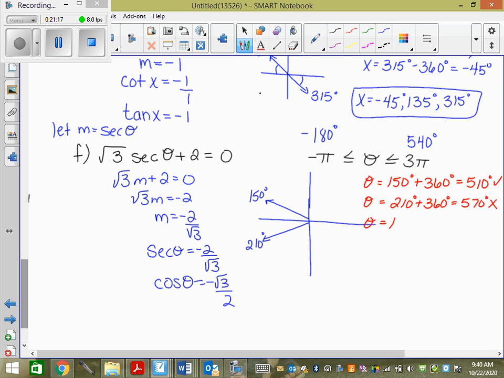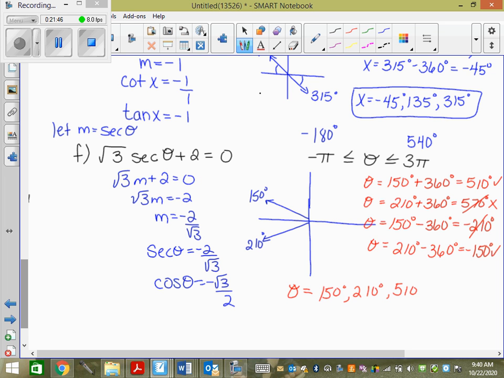And we check their coterminals the other way. 150 minus 360 equals negative 210, doesn't fit. And then 210 minus 360 equals negative 150, which does fit, right? So my thetas are going to be 150, 210, because those fit, and then their coterminals of 510 and negative 150. And I'm done, right?